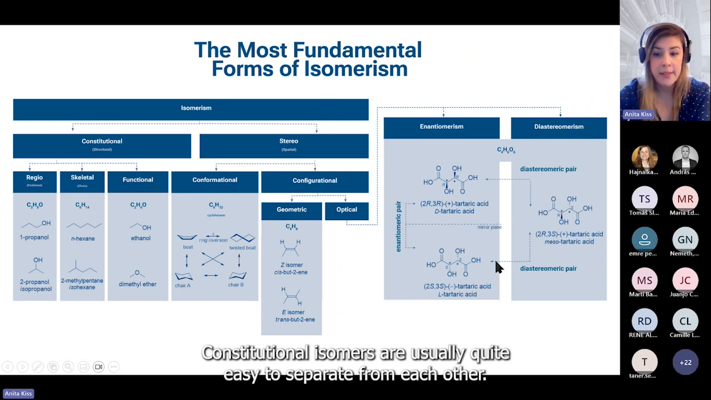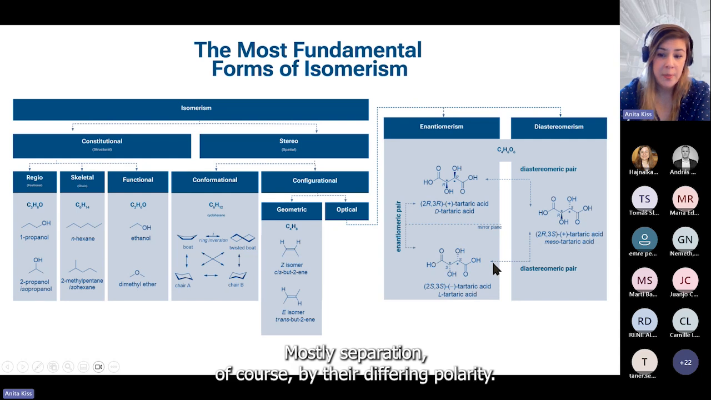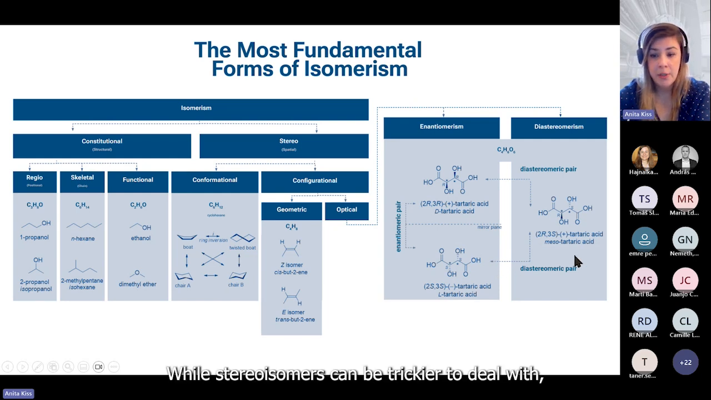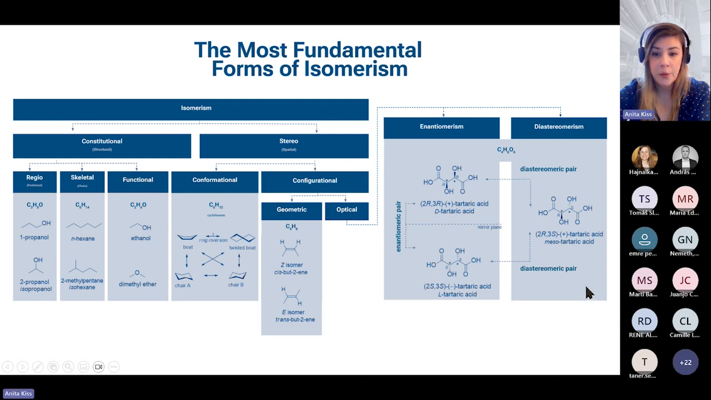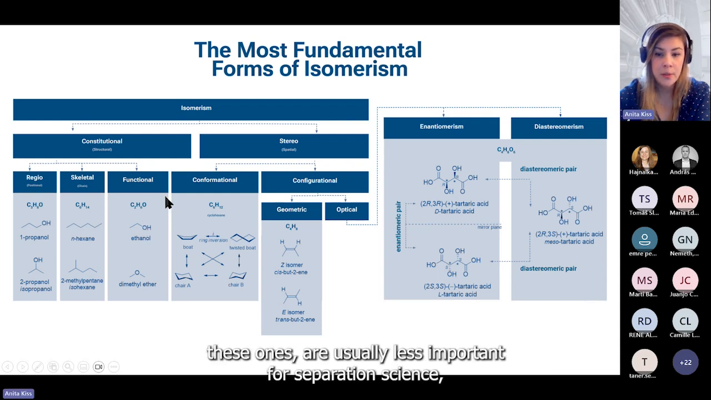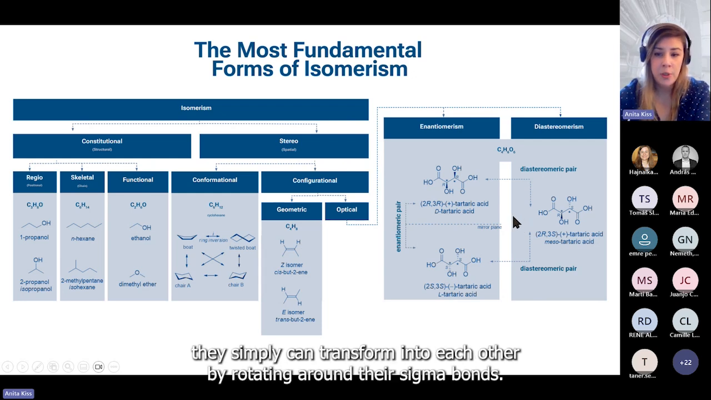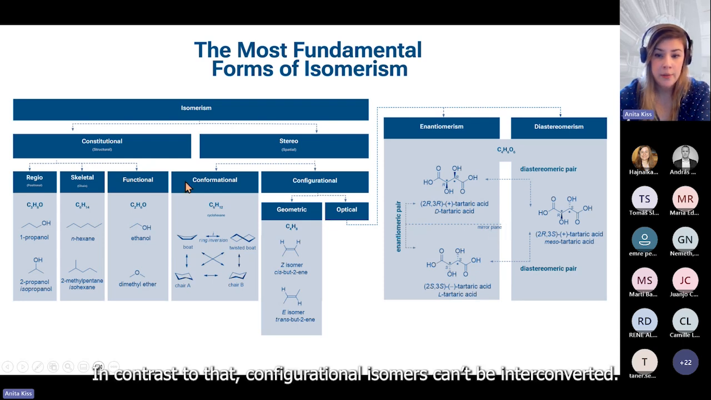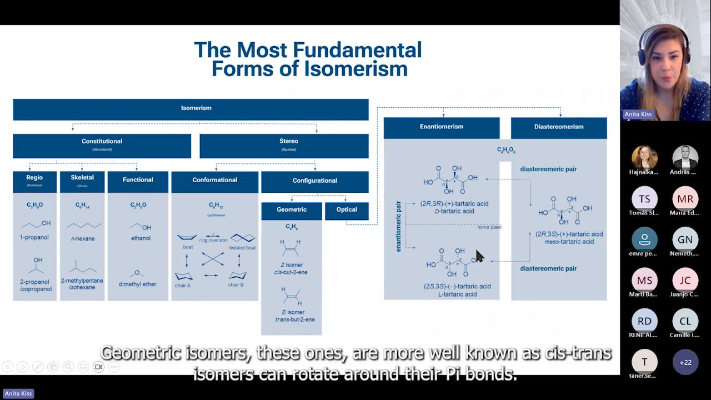Constitutional isomers are usually quite easy to separate from each other. Mostly separation occurs by their differing polarity, while stereoisomers can be trickier to deal with. Conformational isomers are usually less important for separation science. They simply can transform into each other by rotating around their sigma bonds. In contrast to that, configurational isomers cannot be interconverted. Geometric isomers, better known as cis-trans isomers, can't rotate around their pi bonds.